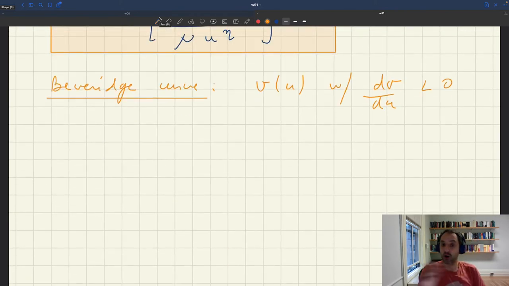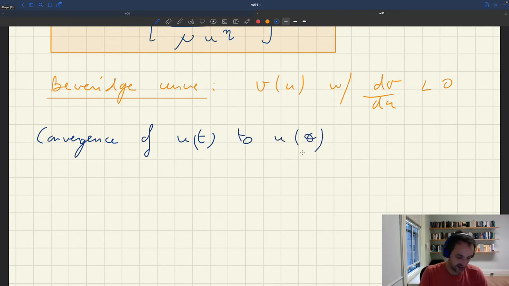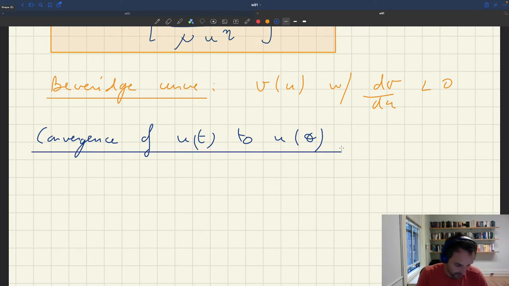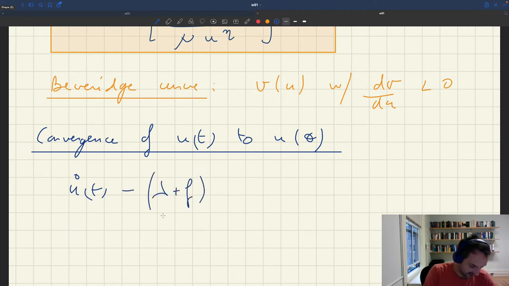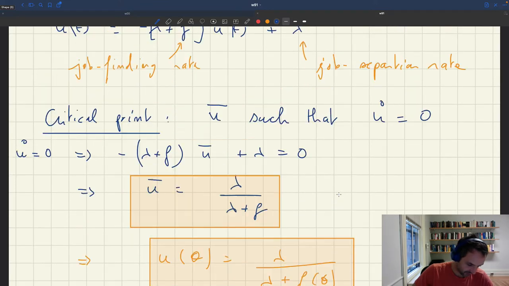Okay, so now the question is how quickly are we going to converge to the Beveridge curve? So the convergence of u of t, the unemployment as a function of time, to let's call it u of theta, which is a critical point of our differential equation. Well, let's rewrite the differential equation. It's u dot of t plus lambda plus f times u of t is equal to lambda. Let's go back. That's what the differential equation gives us. Yes, oh, that's a plus here. Okay.